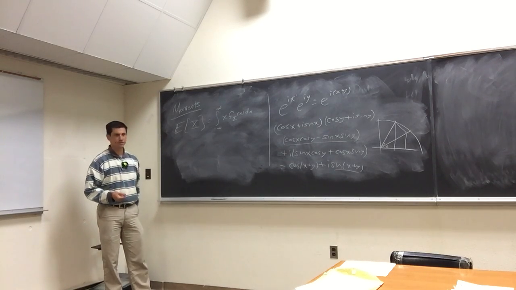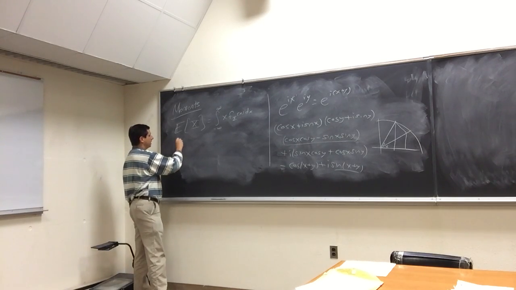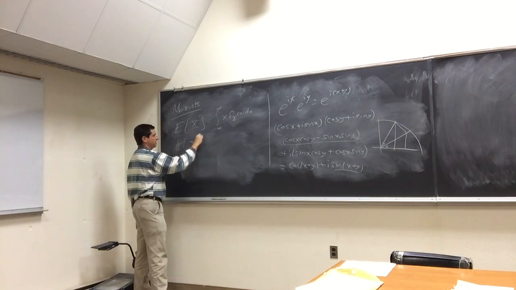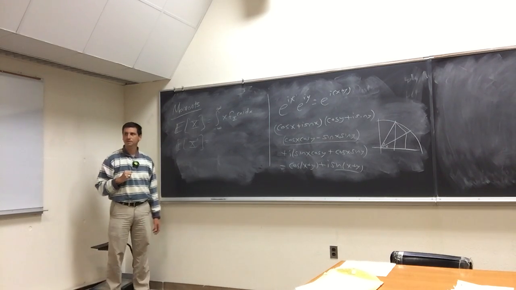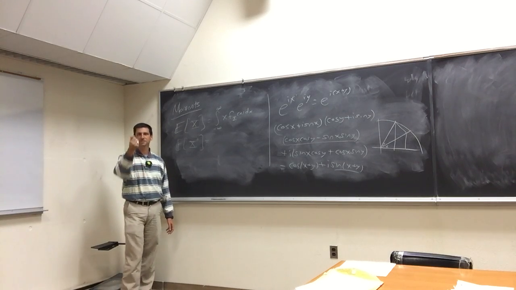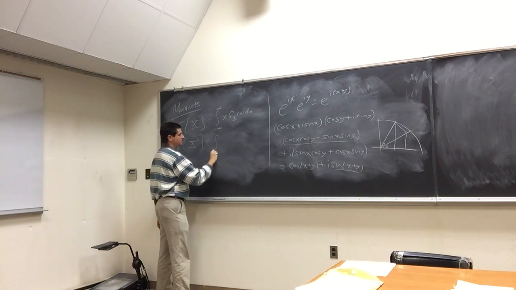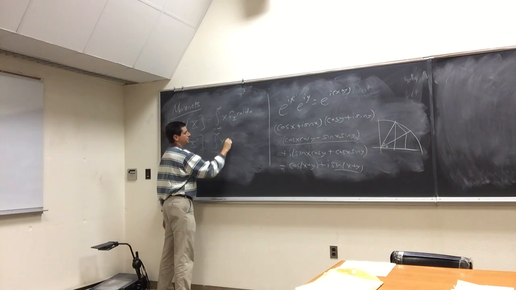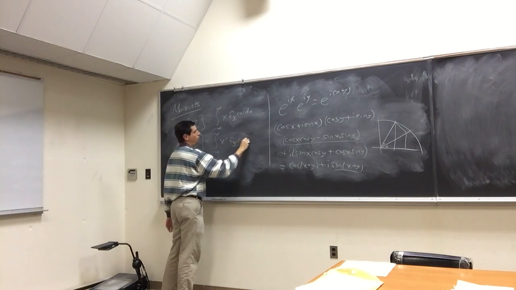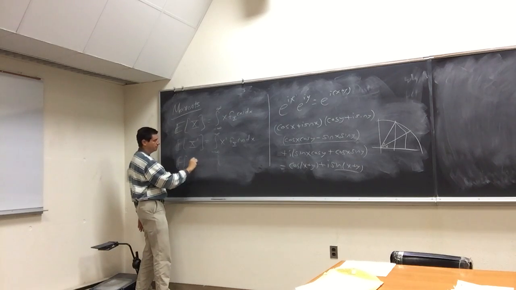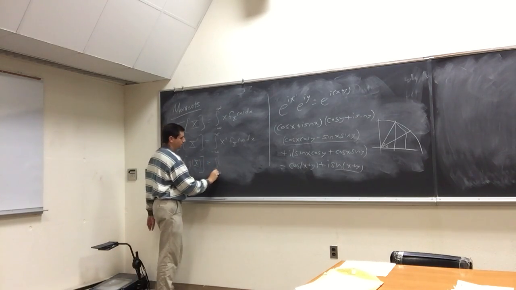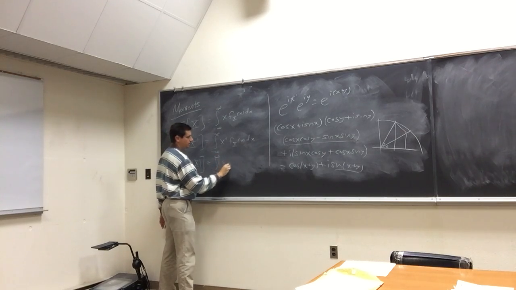I want to look at this. Instead of looking at the expected value of x, I could look at the expected value of x to the n. What would that be? How do you think I should change the integral? Yes? Raise x to the nth power. Yeah, raise x to the nth power. So x to the n. Or even more generally, if I wanted the expected value of some function of my random variable x, I would just integrate that function times the density.